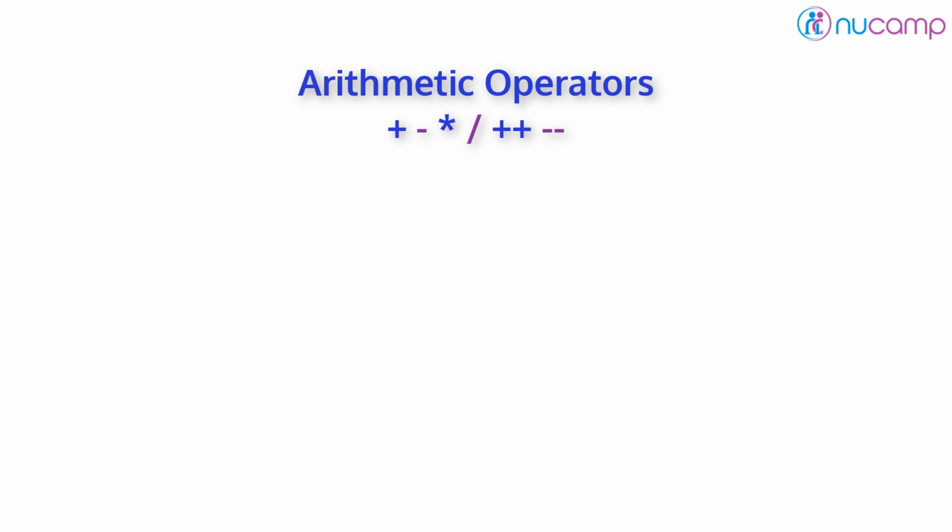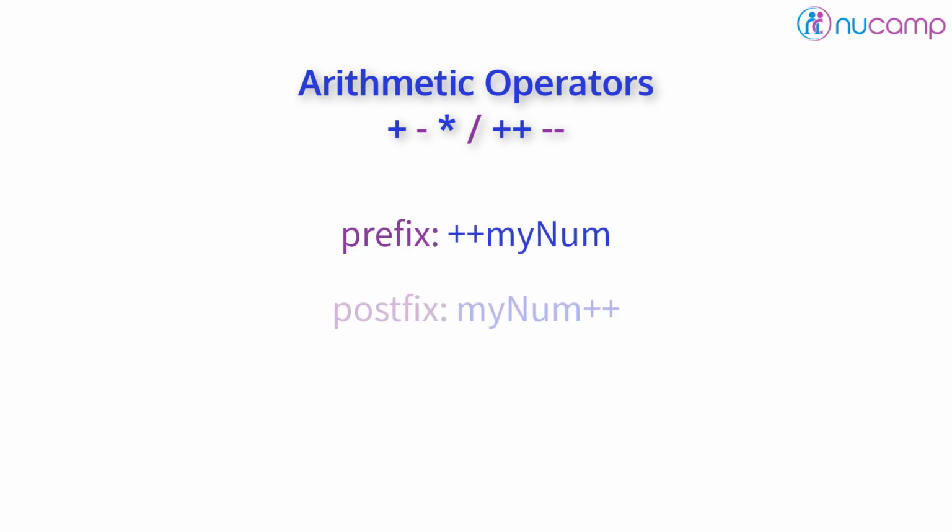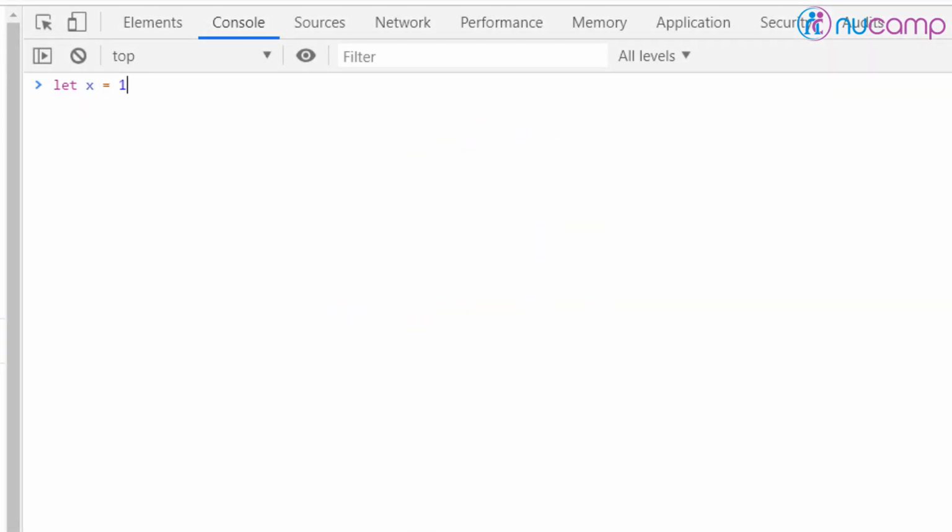One important thing to know about these 2 operators is that they can be used prefix or postfix. Let me show you what I mean. Let me initialize the variable to a number. If I use the increment operator on this variable prefix, you'll see that it increments the value, then returns it. If I check the value of x now, it should show 2, which it does.